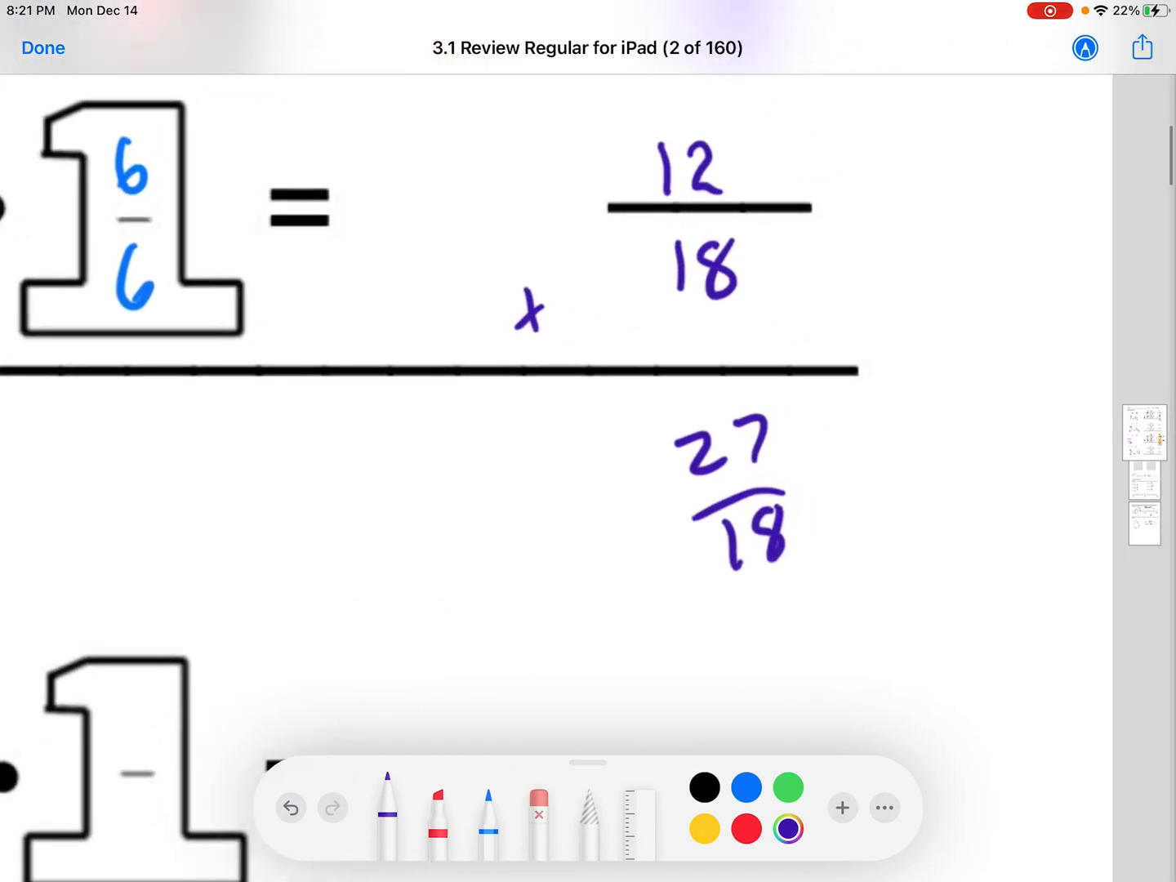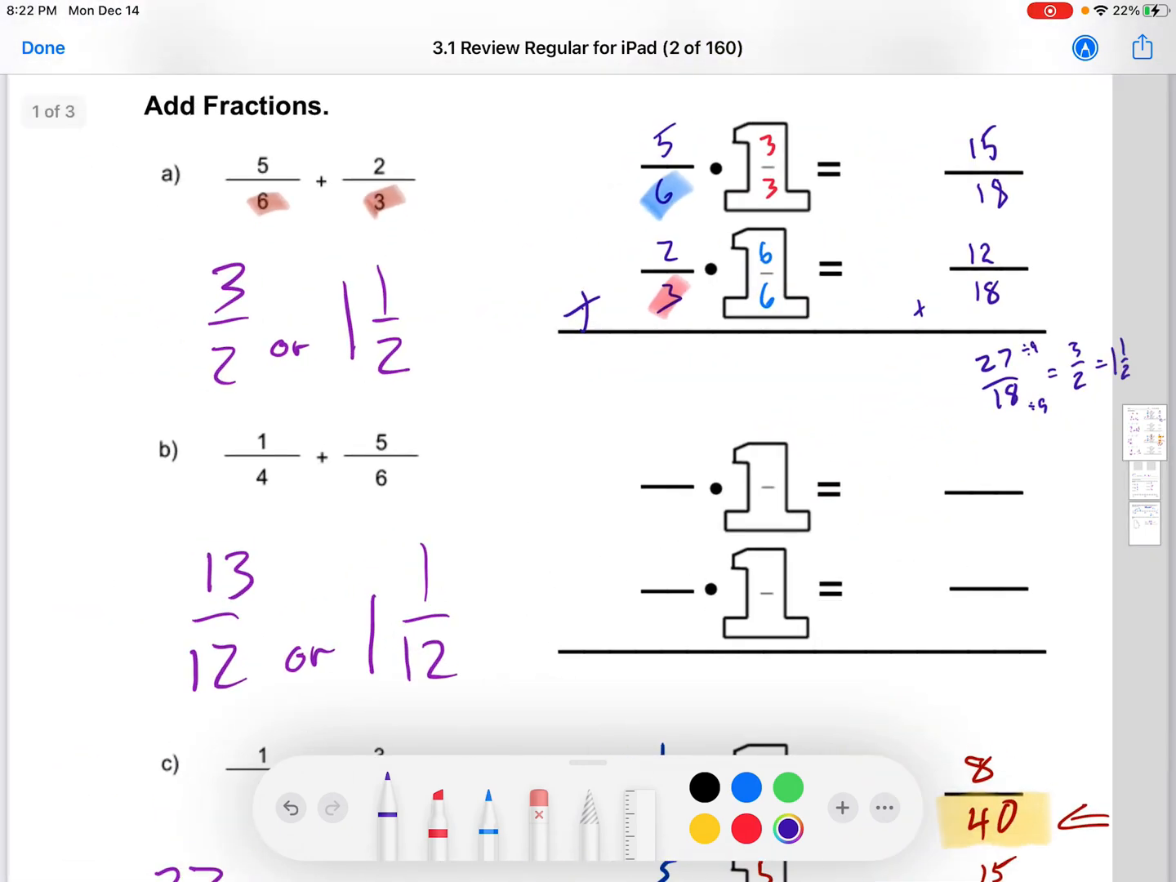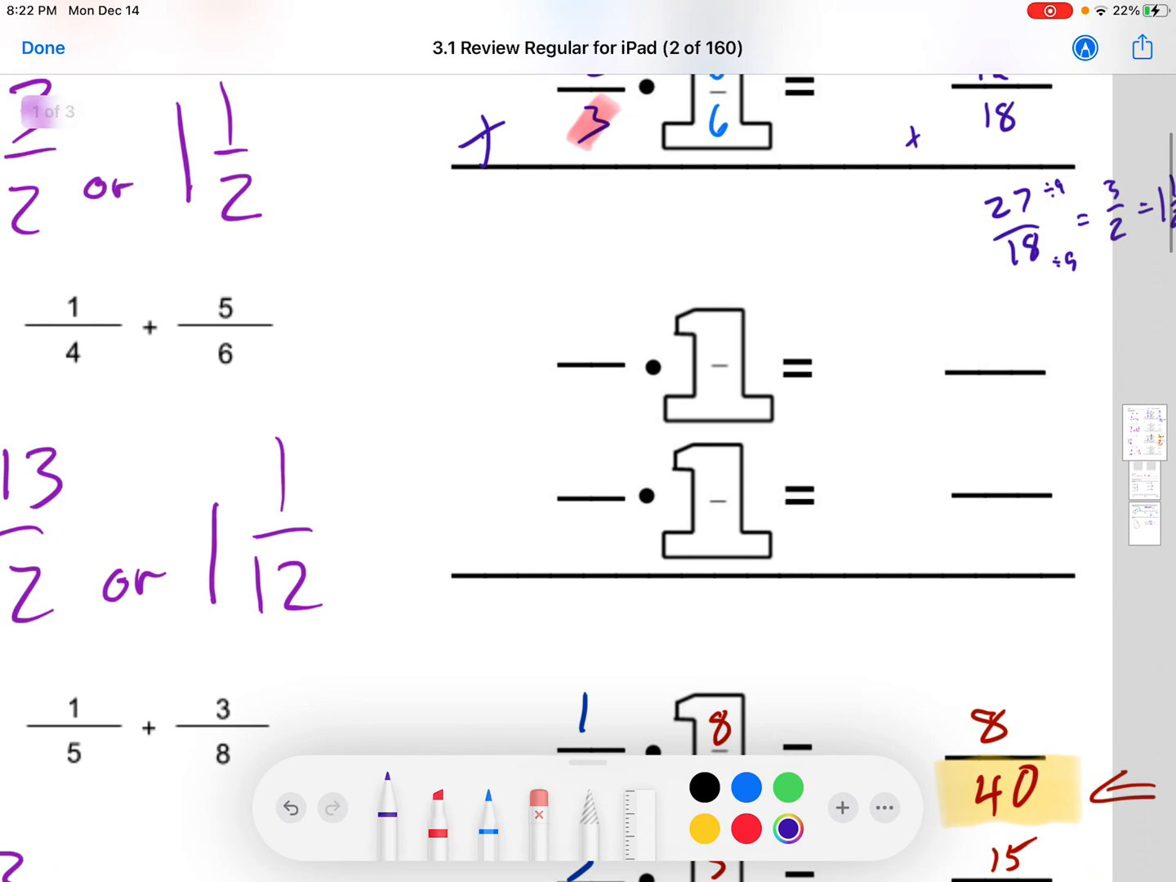Now I'd like us to start working on doing a better job of simplifying these fractions. Both of these we can divide by 9, right? And that will give us 3 halves, which is also 1 1/2, okay? All right, so now let's just set this one up down here. I have 1/4 plus 5/6, setting it up, right?